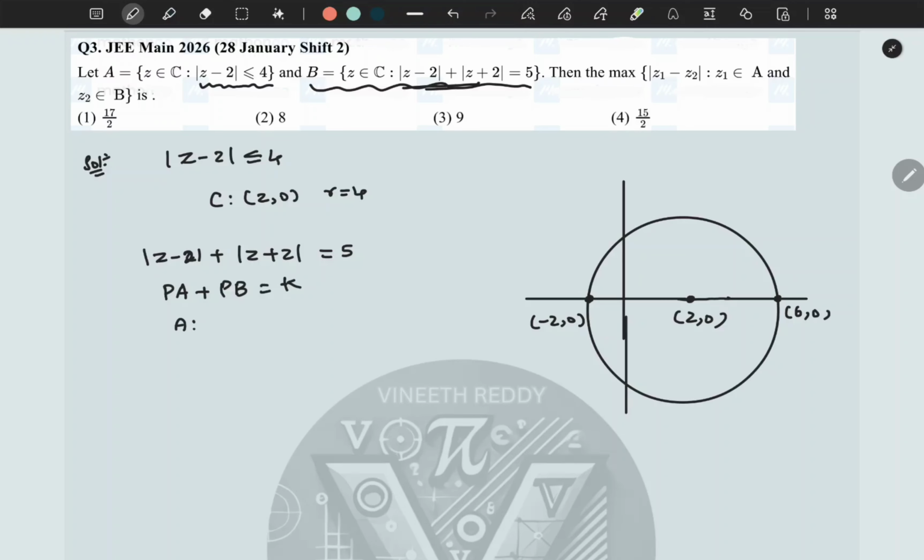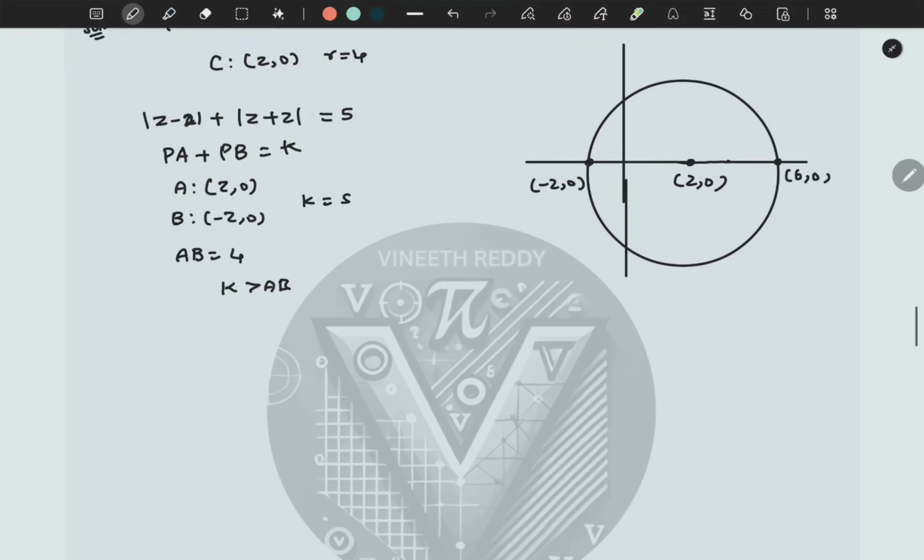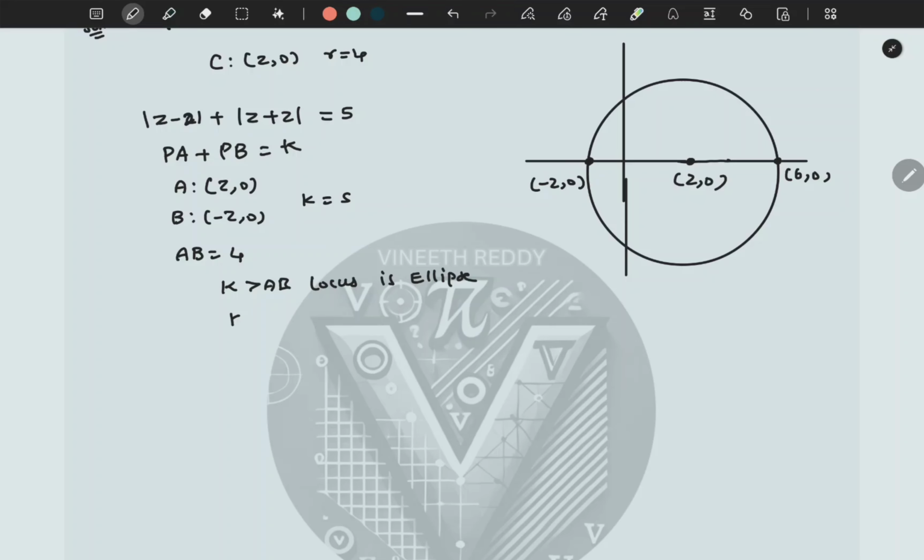Now I am recalling the definition of locus, dear students. All the JEE aspirants should definitely be aware of this. So point A is 2 comma 0, point B is minus 2 comma 0, and K is 5. The distance between A and B is 4. And all of us know that if K is greater than AB, then the locus is an ellipse. And if K is equal to AB, then what do you think is the locus? Yes, it is a line segment.